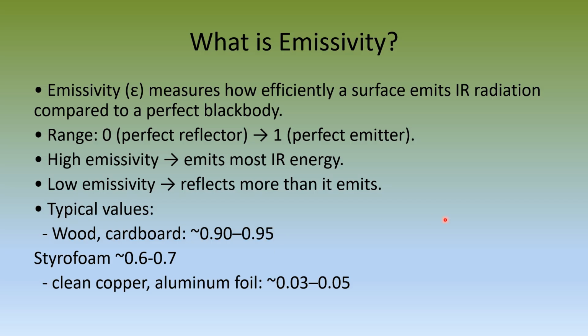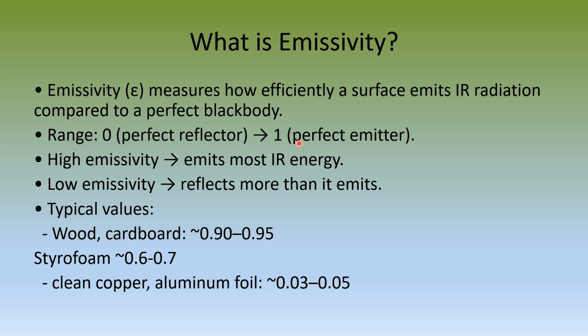So what is emissivity? You heard me use that term earlier. Emissivity measures how efficiently a surface emits infrared radiation compared to a perfect black body. The infrared photometer assumes a perfect black body with an emissivity of 0.95 on this particular model. So the emissivity for a perfect reflector like a mirror or a piece of shiny silver is going to be close to 0. It doesn't emit a lot of radiation, it just reflects it.